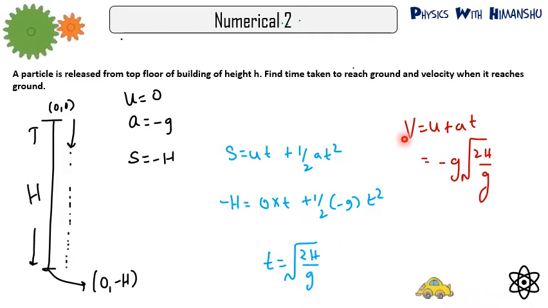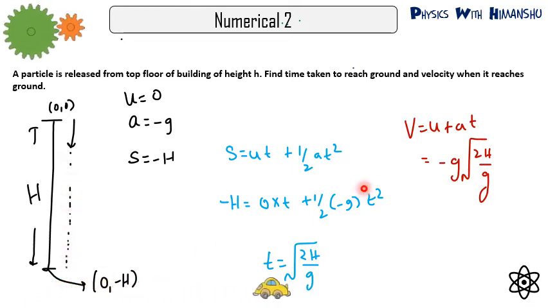And what will be the velocity? So v is u plus at, u is 0, a is minus g, t is root 2h by g. Now see, the v is negative. It means when the particle reaches the ground, it will be traveling in this downward direction. And logic also says the same, because the ball will be traveling in negative y direction. So v comes out to be negative.